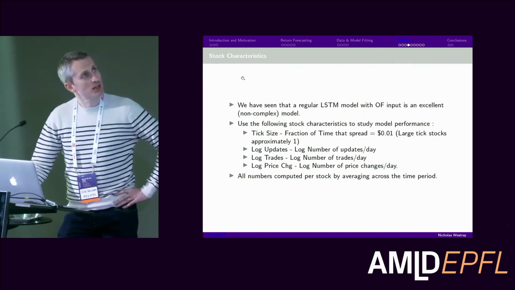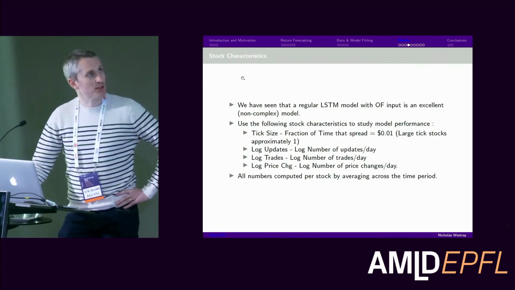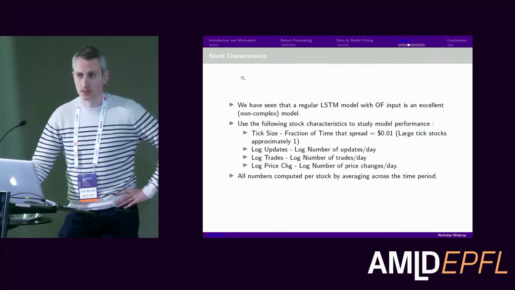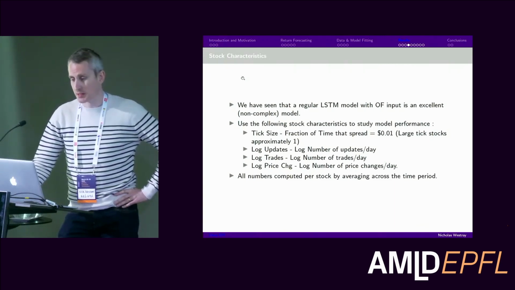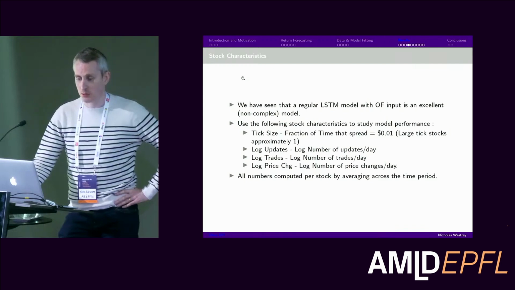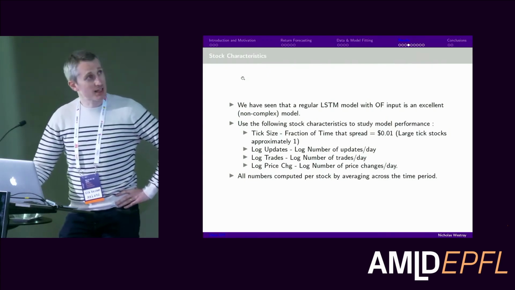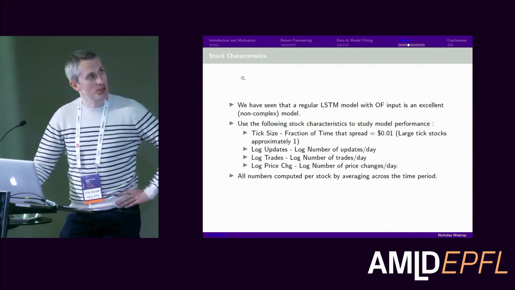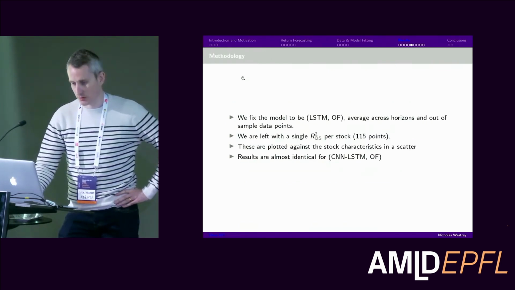And the second is to say, well, what about stock characteristics? How can I understand whether these models are going to be good or bad? So what we did is we fixed our input as an LSTM model with order flow input, and then we looked at 4 main microstructural characteristics: tick size, log number of updates, log number of trades, log number of price changes, and all of these were computed by averaging across the time period.